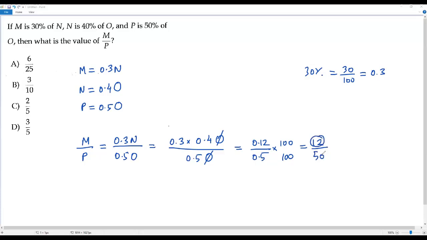The greatest common divisor of the numerator 12 and denominator 50 is 2. So 2 goes into 12 6 times, and 2 goes into 50 25 times. I am getting 6 over 25. Therefore, the value of m over p is 6 over 25. We find 6 over 25 in option A. The correct answer choice for this question is option A.